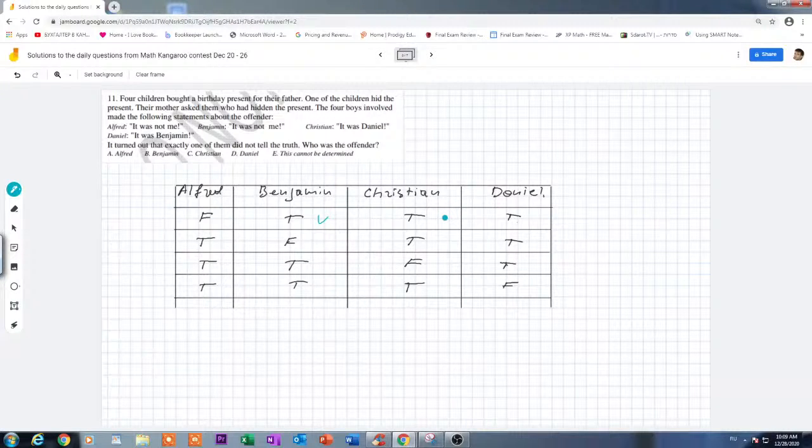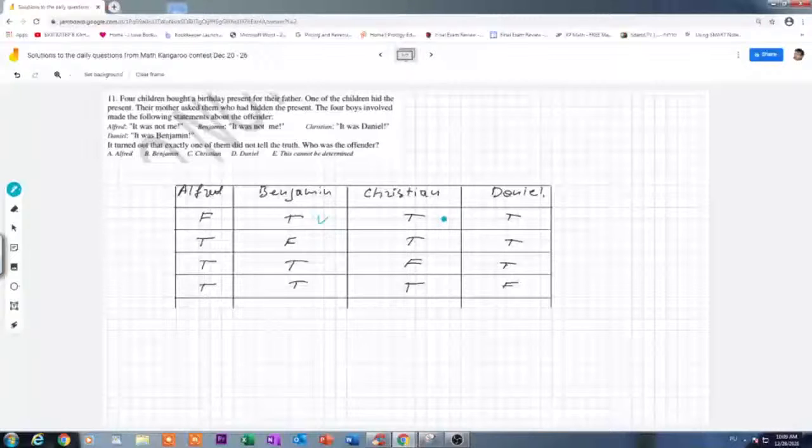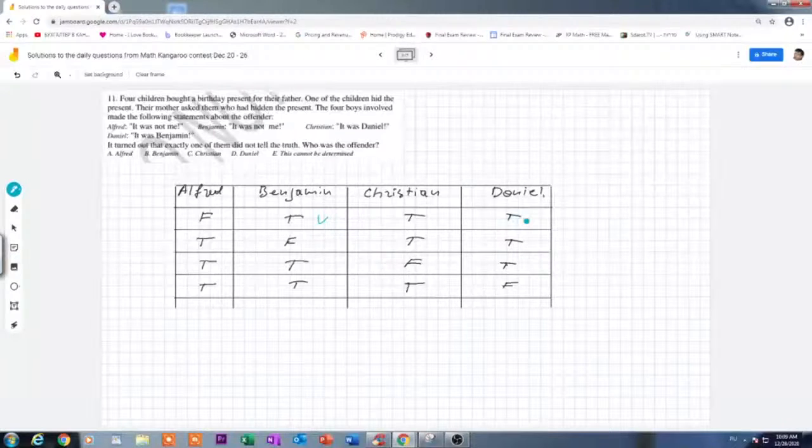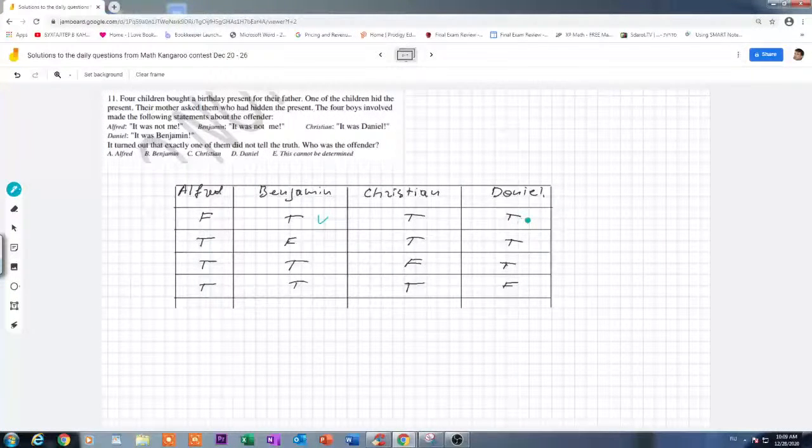Now, if Christian said that it was Daniel, and Christian said the truth, it means that Daniel hid the present. And Daniel said it was Benjamin, and if Daniel said the truth, it means that Benjamin hid the present. So now we have 3 children who hid the present. So this is impossible, right? This scenario is impossible.